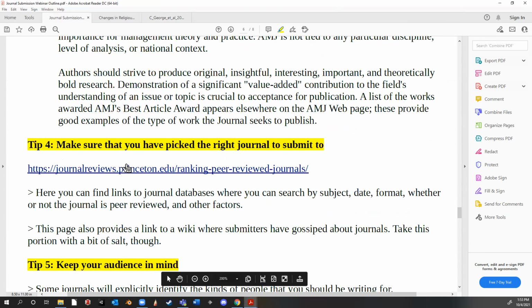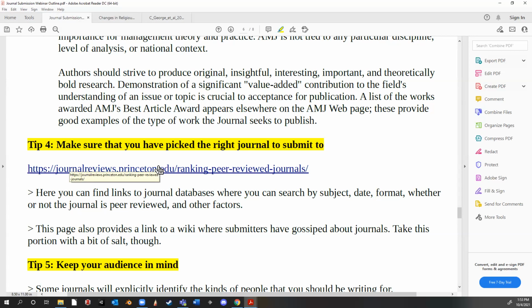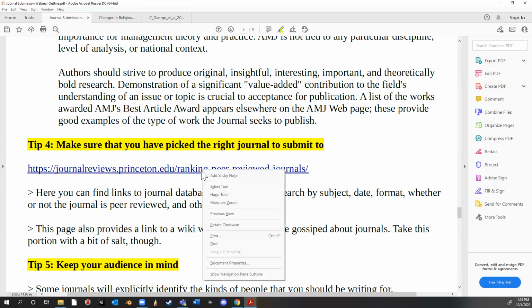After that, and we've talked a little bit about this, making sure you have picked the right journal to submit to. One thing we didn't go into, and let me see if this will open up.